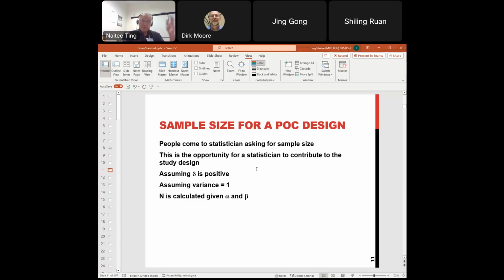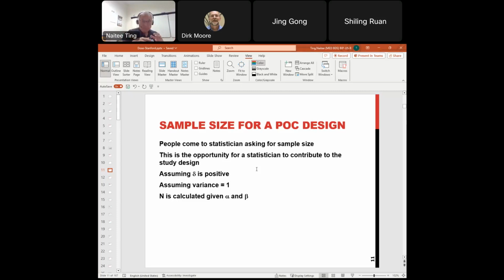So after the physician left, I looked at the alpha, beta, delta, sigma, and plugged them into the software. I need 500 patients. So I went back to the office. I said, well, based on our discussion, I need 500. He said, 500, that's too many. No way. We can only afford 100. I said, fine, let's change our assumptions to make it feasible with 100 patients.